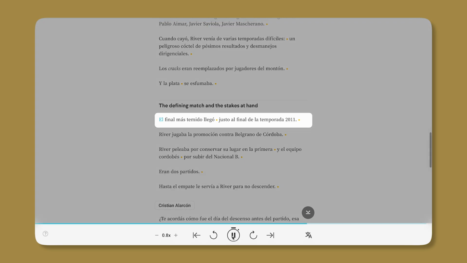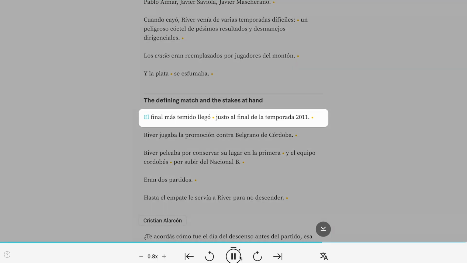Let's try it again. El final más temido llegó justo al final de la temporada 2011. I'm also noticing there's a dropped S in the middle of a word. So it's not justo, it's justo. El final más temido llegó justo al final de la temporada 2011. Not bad. Not bad at all.